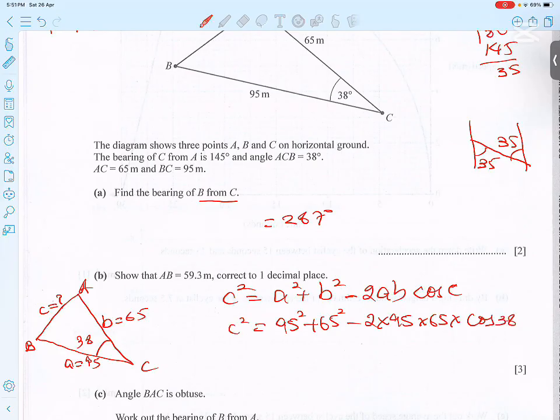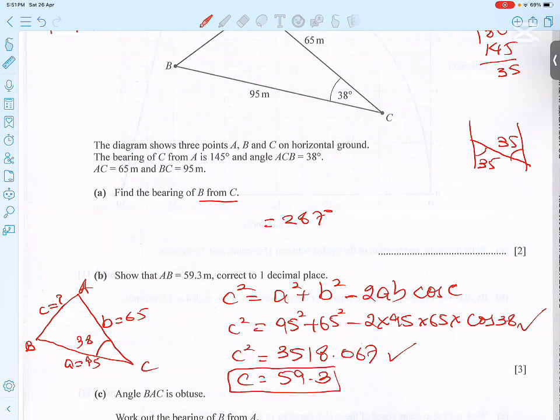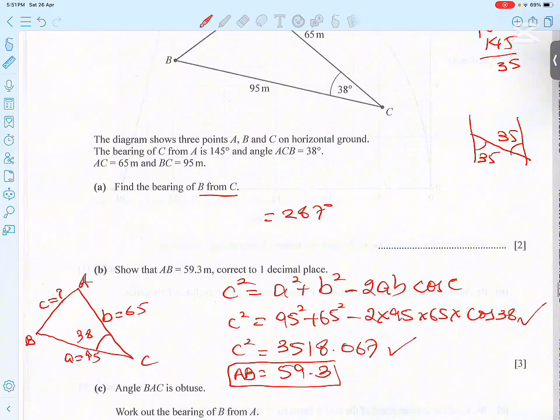Because it is a 3-mark question, as a teacher, I say show this minimum. Some students take the root immediately here and get the answer directly. Avoid this way, otherwise you may lose 1 mark. This step is compulsory, and then show the answer, that is 59.3. That way you can get full marks. You write C or write AB here, so you'll get the full 3 marks. Alhamdulillahi Rabbil Alameen, proved.